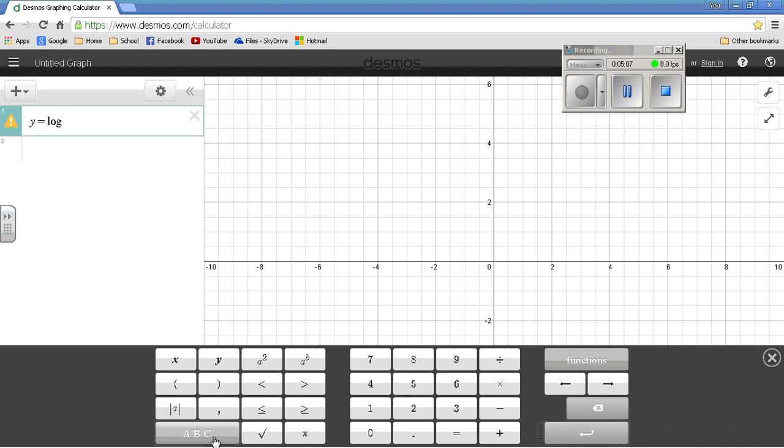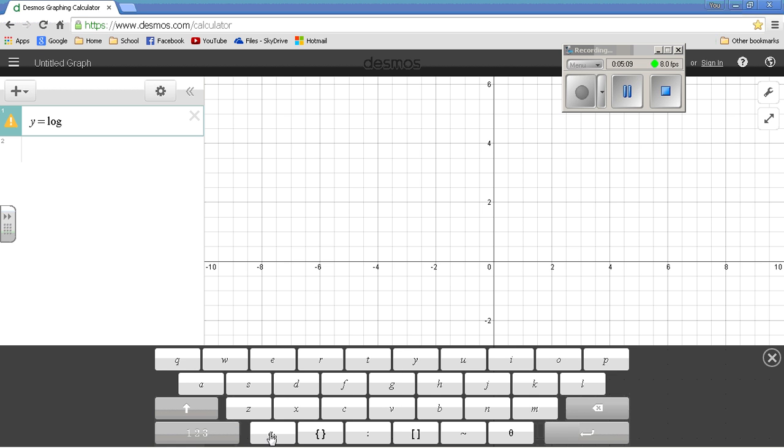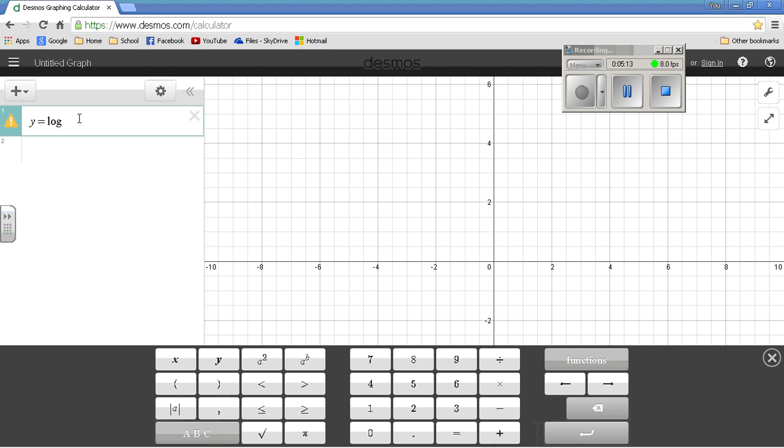I don't know if your phone has this. If you're doing it on your phone, you'll have to use that button, and that's all good. But I've got my keyboard, and I can just use the underscore, and you see how it kind of shifted into the bottom there. I'm going to put in base 2, go to the left so I'm out of the base, and then I'm going to put in x.